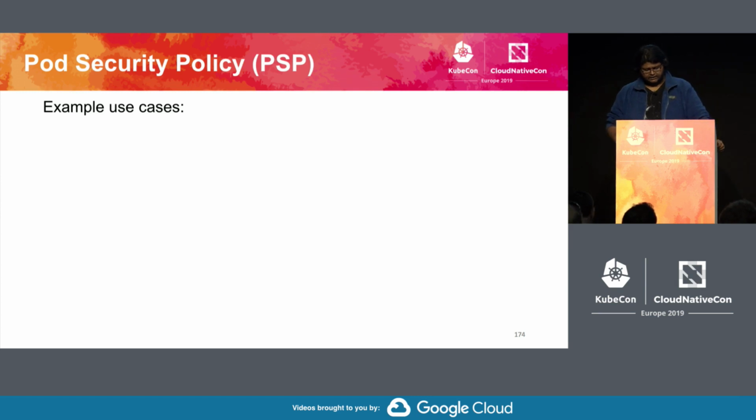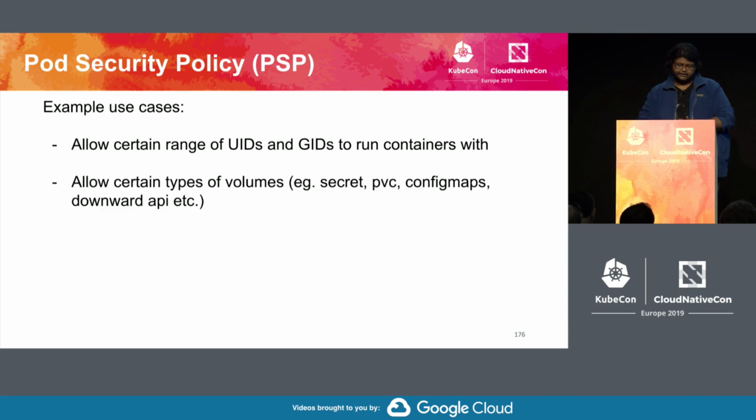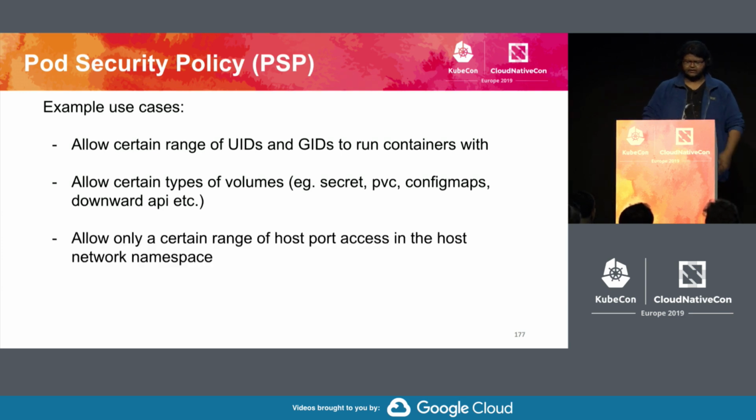This can be limited using pod security policies, so that you are safe and secure if any container breakout happens. Some more use cases: you can allow a certain range of UIDs and group IDs with which your containers will run, so that you are 100% sure that it won't be able to use any other UID or GID. You can also allow certain types of volumes to be used by the pods in your cluster. Like you can define to only allow secret, persistent volume, config map and downward API, or you can also add emptyDir, right? So only those volumes will be mountable by your pods in the cluster. And you can also allow only a certain range of host port access in the host network namespaces. This type of thing you can define.